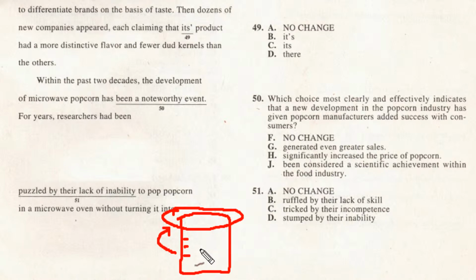So first things first, if they ask you to add or delete a sentence, which is the details, then you have to look at the topic sentence. If they ask you to change or revise the first sentence, which is the topic sentence, then you're going to have to look at the details and see which new sentence is a good topic sentence.